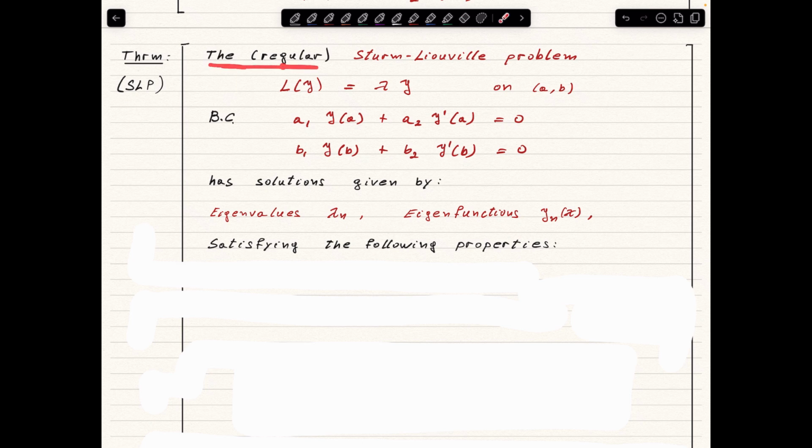Suppose we have a regular Sturm-Liouville problem given by a Sturm-Liouville operator acting on y equal lambda y, on some interval AB, and we have these general boundary conditions that include all the boundary conditions we are interested in. So this regular Sturm-Liouville problem has solutions given by eigenvalues and eigenvectors. We are going to write them in this way.